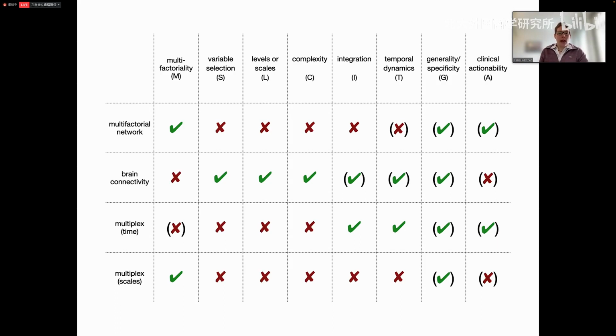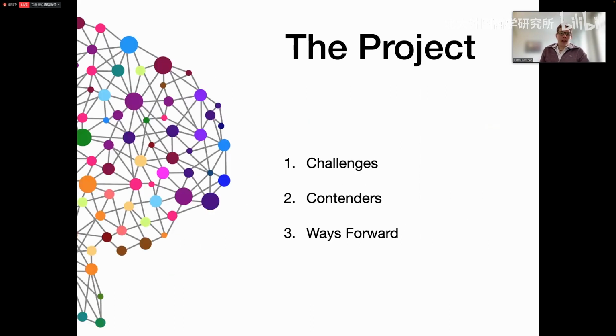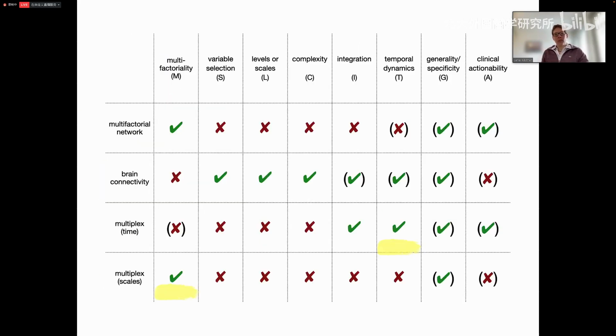Now, the question is, how can we achieve this possibly? How can we make headway? How can we go forward? My suggestion here is that in order to make headway, let's acknowledge that the two kinds of multiplexes I discussed each offer a solution to one of those challenges that are particularly pressing in psychopathology models, and then take it from there. Okay, so what's my suggestion?